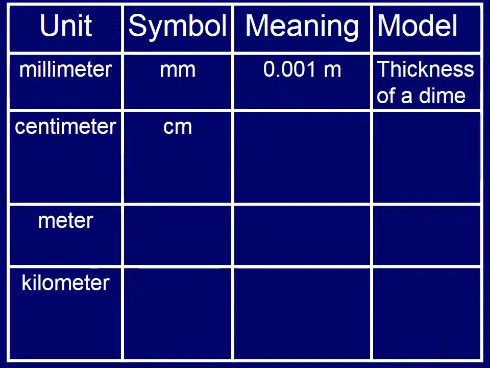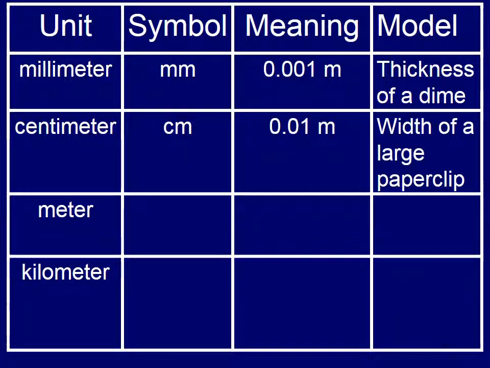Centimeter. The centimeter symbol is cm, and it is one place value to the left of the millimeter, so that means it's 10 times more than a millimeter, and it is 1/100th of a meter. And if you were to take the width of a large paper clip, that would be approximately 1 centimeter. Meter is represented just by the M. It is actually 1 meter, and the average doorway is approximately 1 meter in width.